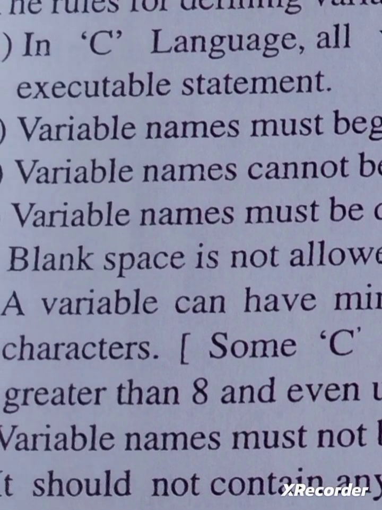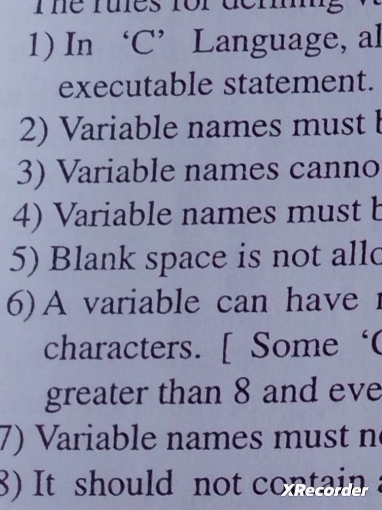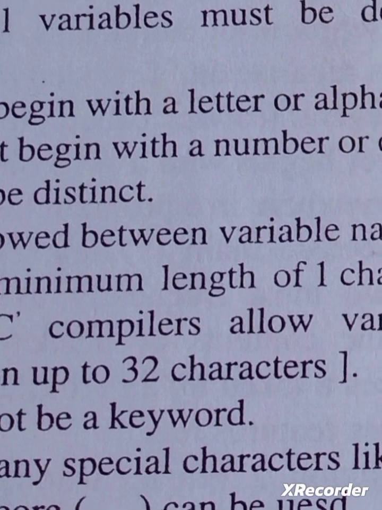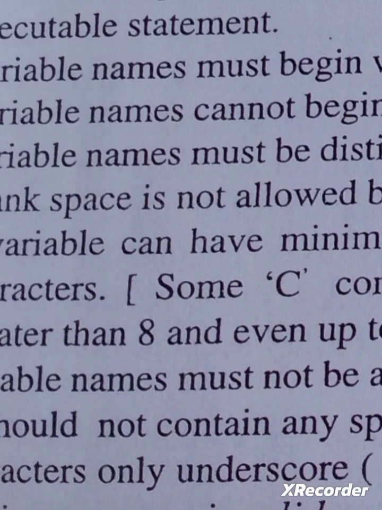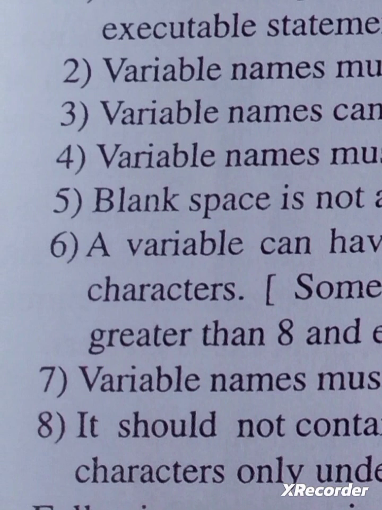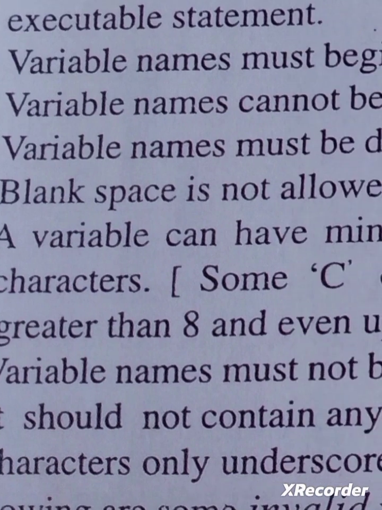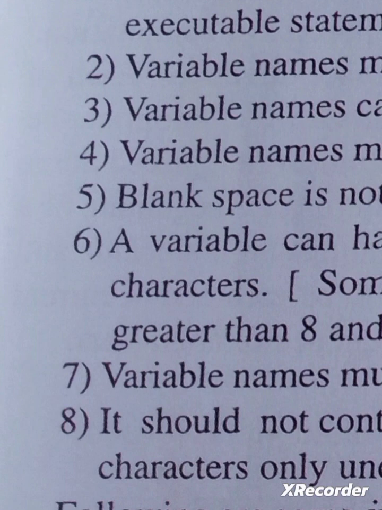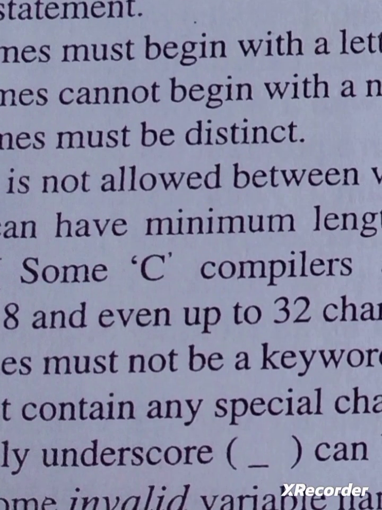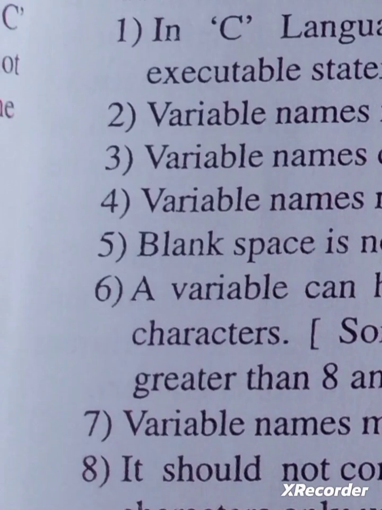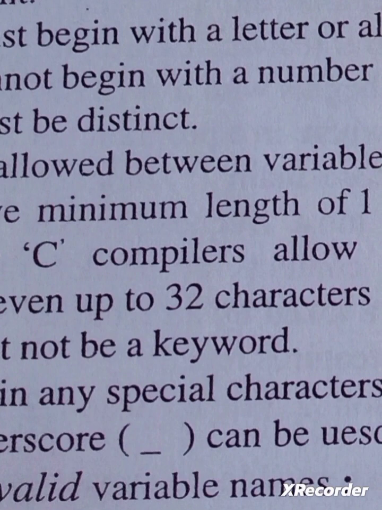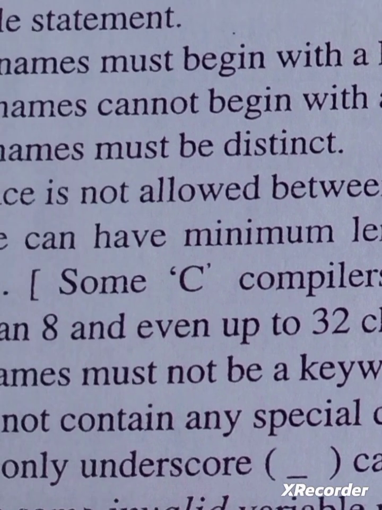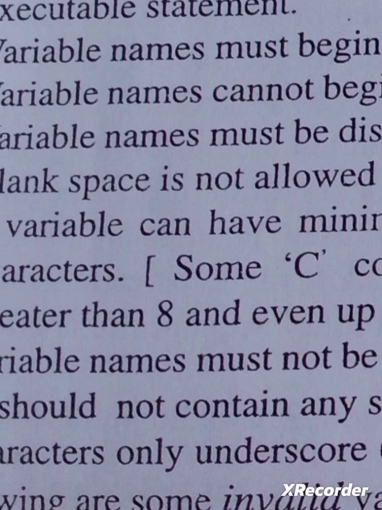easily identified. Next, the blank space is not allowed in between the variable names. Suppose you are writing the student name, then you have to write student and name continuously. No space is allowed in between the words. Now, the next rule is the variable name can have a minimum length of 1 character to 8 characters, and it can be up to even 32 characters.